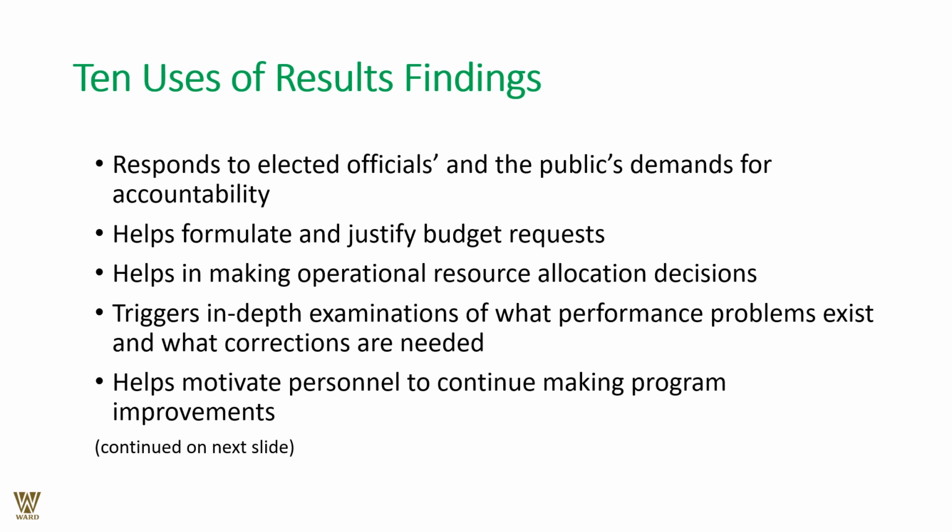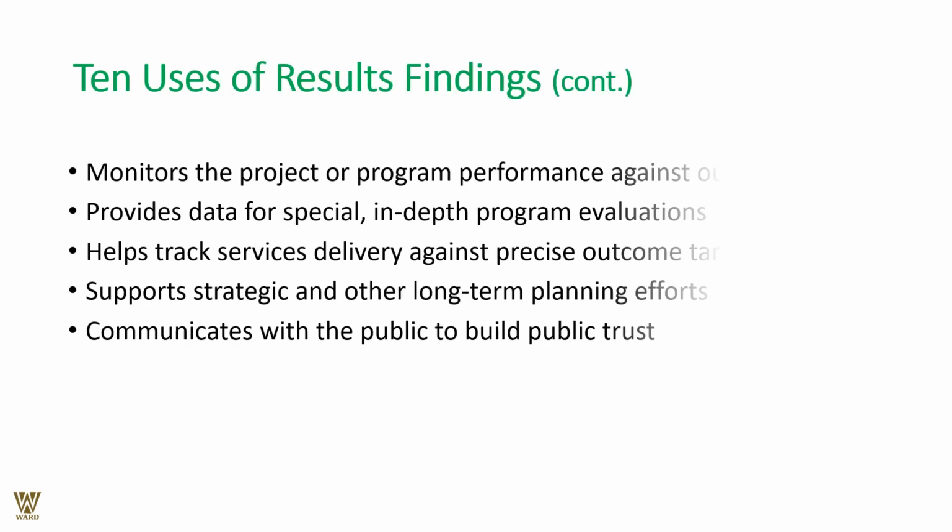So here the top 5 are: respond to the elected officials, help formulate and justify budget requests, help in making operational resource allocation decisions, trigger in-depth examination of what the performance problems are all about, and help motivate the personnel to continue making program improvement. The next 5 are monitoring the projects, monitoring the program performances vis-a-vis the target outcomes, providing data for special in-depth program evaluation, helping track service delivery against precise outcomes, supporting strategic and other long-term planning efforts, and communicating with the public to build trust among the people. That is what needs to be done.